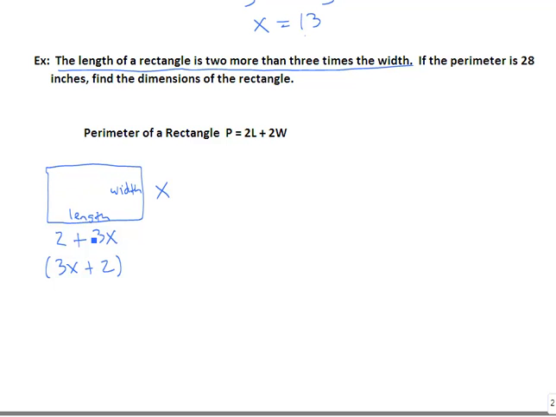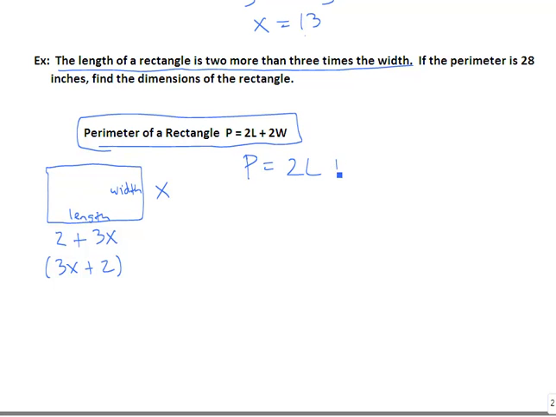So one common mistake that students often make is they will take your width plus your length and set that to 28. That would be incorrect because that's only using the width and the length once each. You're only adding up 2 sides. We need all 4.